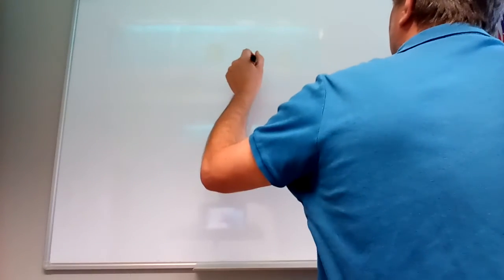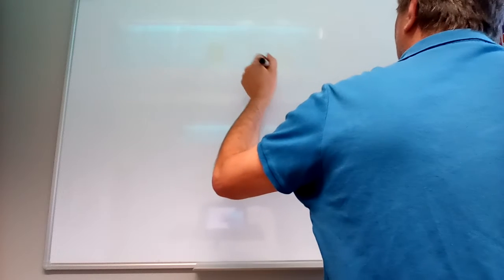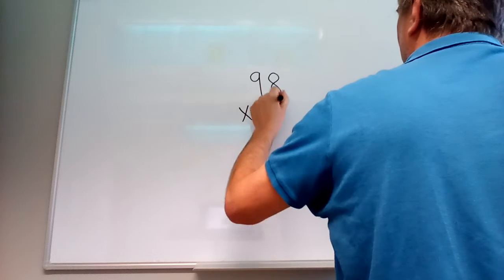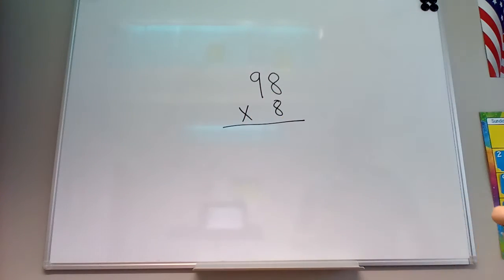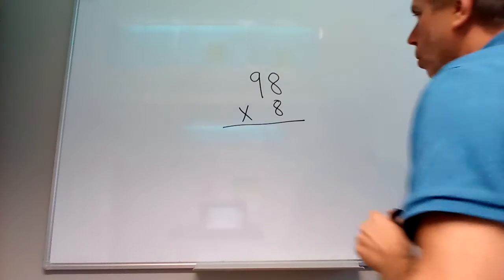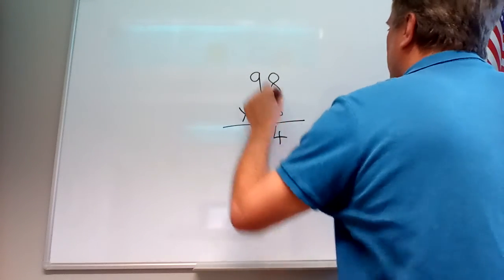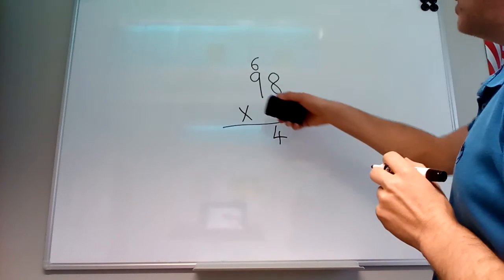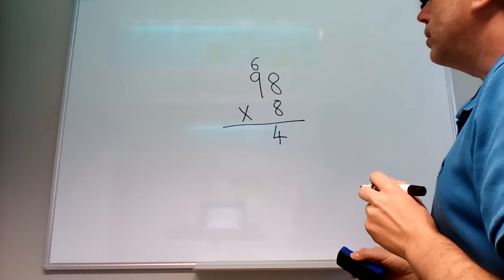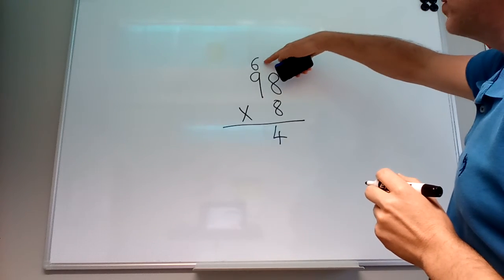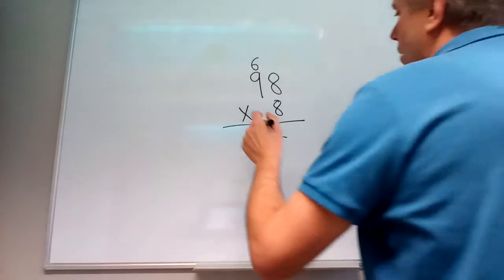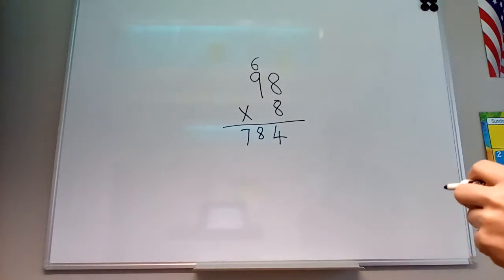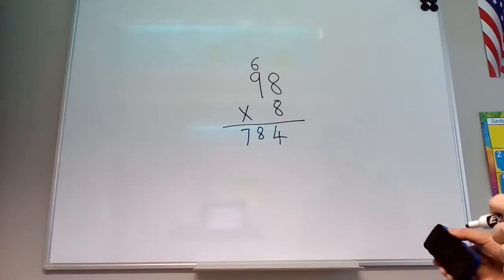Let's do one more. Let's go big number here. 98 times 8. Okay? So 8 times 8 is 64. You put a 4 here, and you carry your 6. Okay? Then 8 times 9 is 72. And you have to add the 6 to that 72. And that would give you 78. I believe that's right. 72 plus 6 is 78. So that's your answer. That's a bigger 2-digit number.